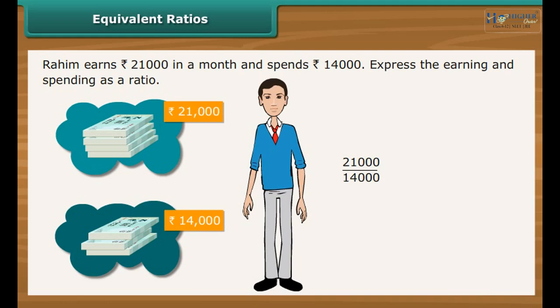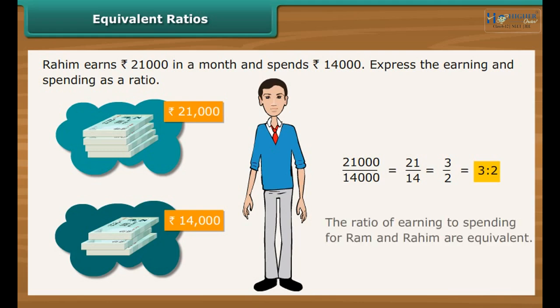21,000 by 14,000 is 21 by 14, which, when reduced to lowest terms, is equal to 3 by 2 or 3:2. It means that out of every 3 rupees earned, Rahim also spends 2. The ratio for earning to spending for Ram and Rahim are equivalent. Division of quantities, values, according to ratios. Let us now use ratios to divide quantities and values.